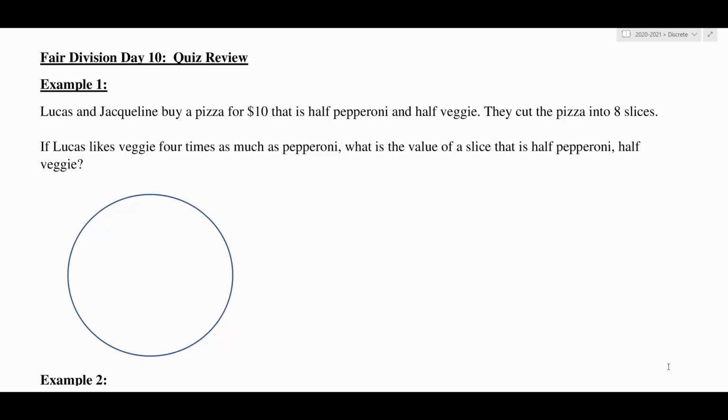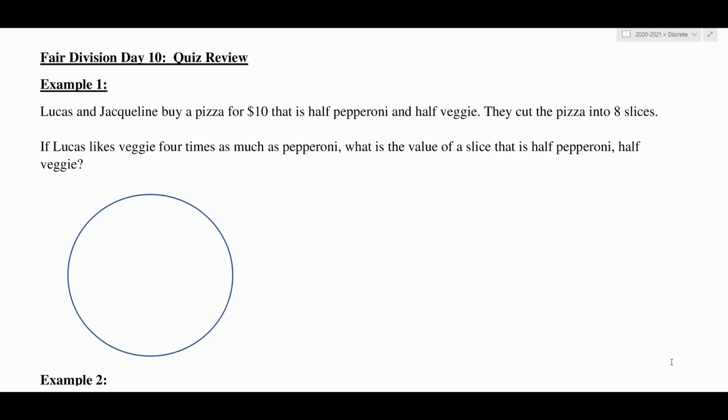Hey guys, welcome back. Today's lesson is going to be a quiz review just to help you get ready for the quiz on fair division. This will be the first quiz that we've had on some of these fair division topics, so I want to make sure you get a good review day and hopefully we all do well on this quiz tomorrow.